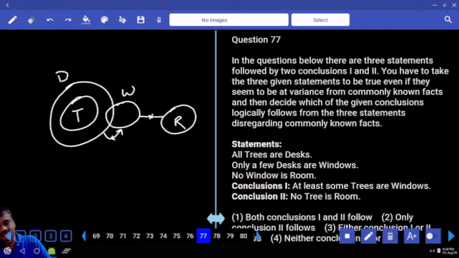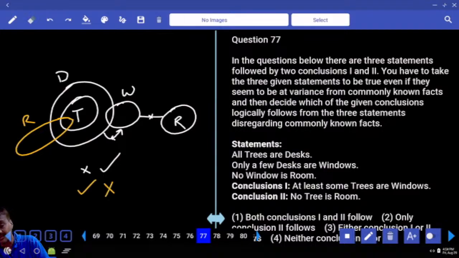Then first one, some trees are windows. Tree is a window is false. And no tree is a room. No tree is a room, definitely true. To make this one false, some trees are rooms. Now some trees are rooms is true. This is false. Obviously this will be true.